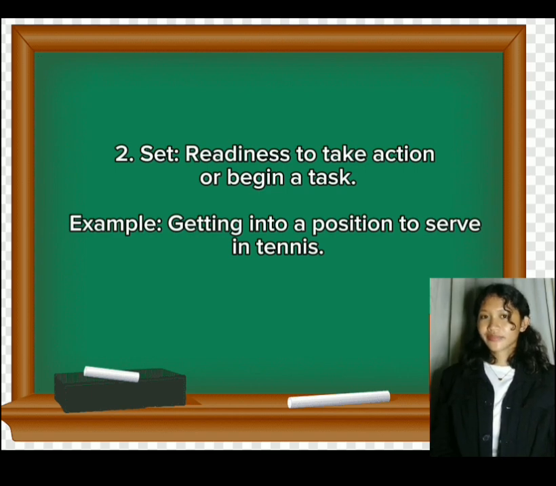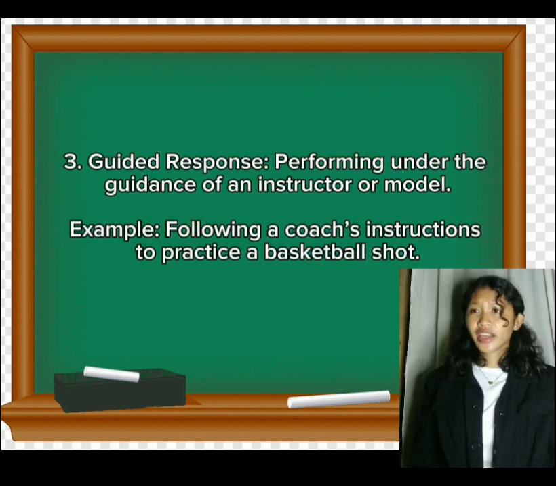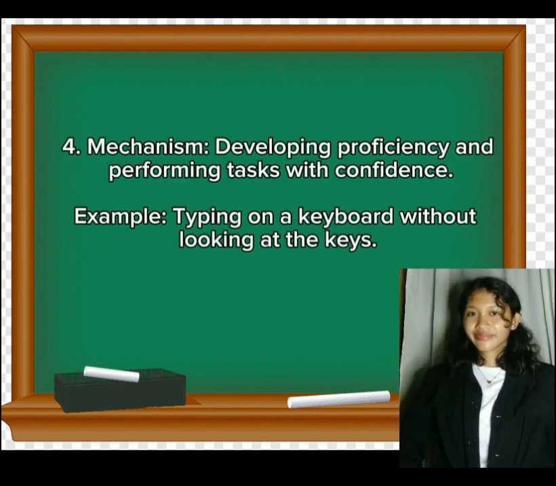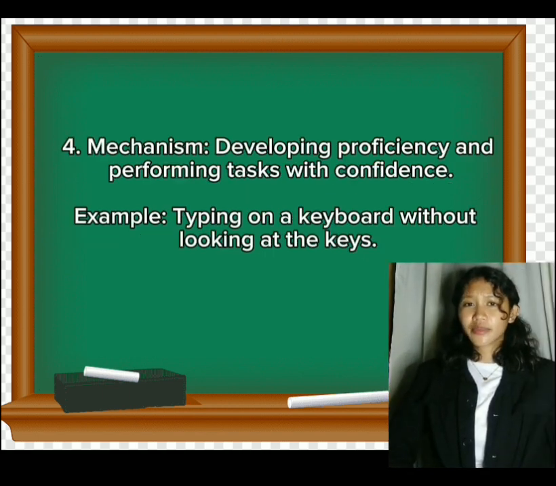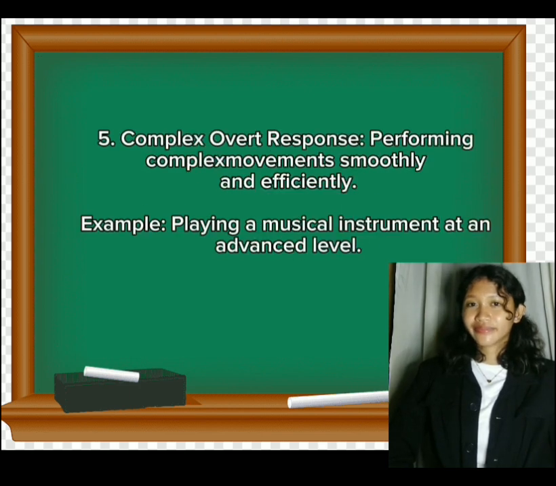Number 3, guided response, performing under the guidance of an instructor or model. Example, following a coach's instructions to practice a basketball shot. Number 4 is mechanism, developing proficiency and performing tasks with confidence. Example, typing on a keyboard without looking at the keys.